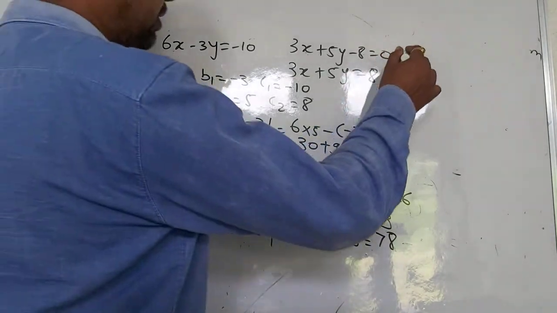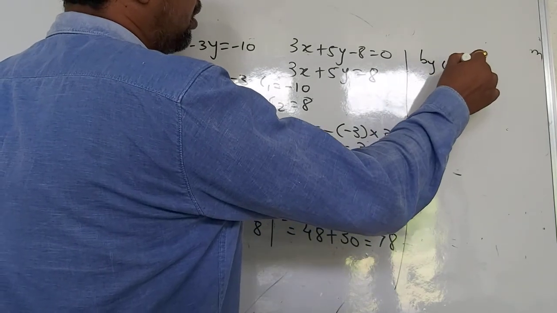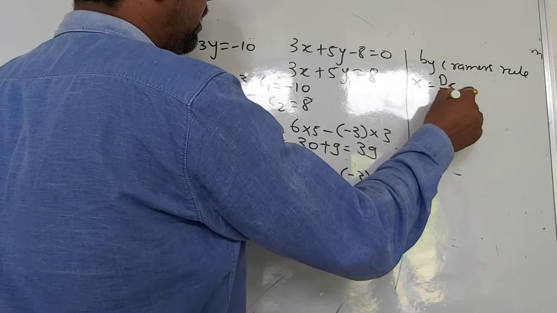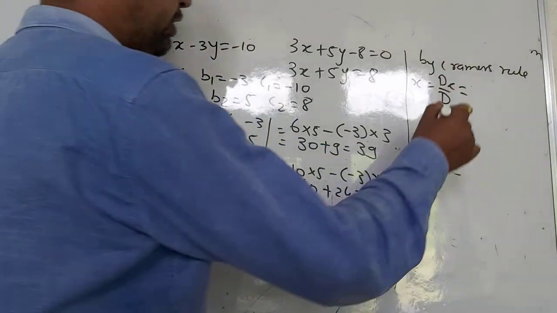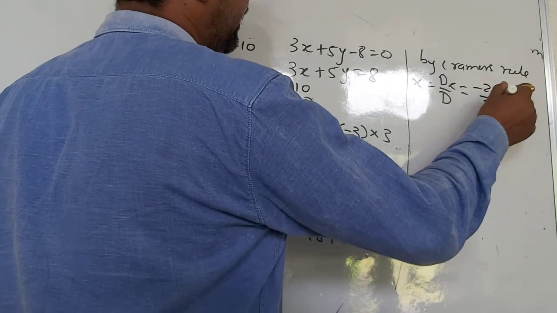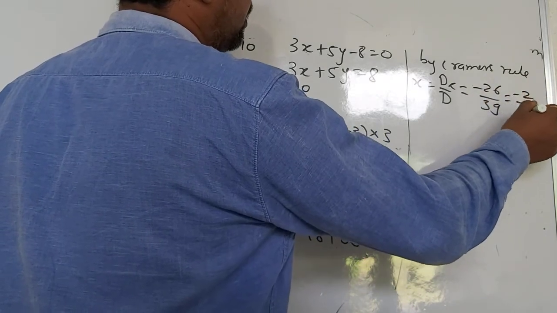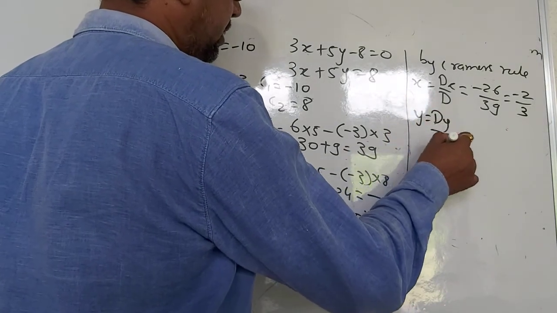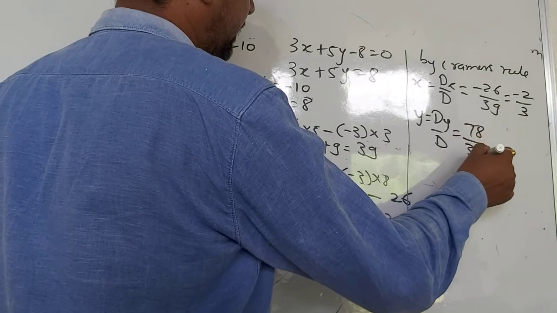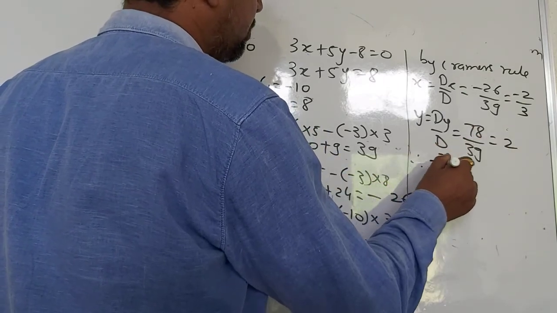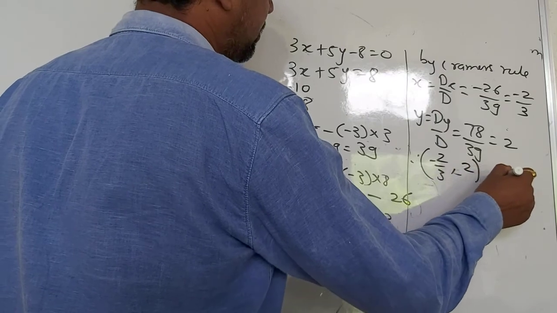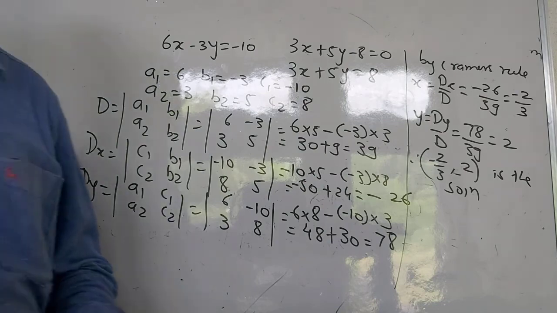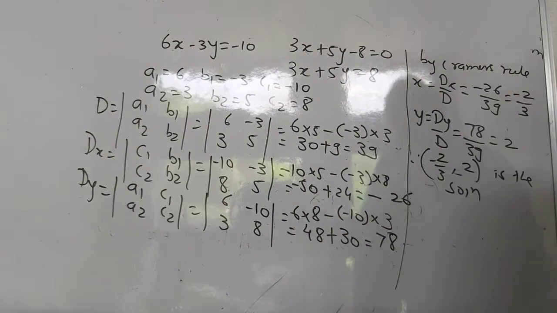Now by Cramer's rule, x is equal to Dx by D. We have Dx, minus 26 by 39. Dividing by 13, we get minus 2 by 3. And for y, Dy by D is 78 by 39, you will get positive 2. Therefore minus 2 by 3, comma, 2 is the solution of the given equations. In this way we have solved the first question of question number 5.